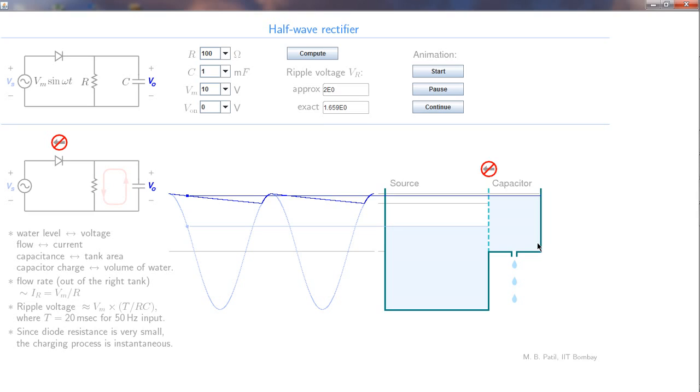Now we have not really changed the resistance value, so the flow rate, which corresponds to the average load current, which is Vm by R, is not changing. Therefore in a given time, that is in one period, the volume of the water lost from this tank would still be the same, but now the area of this tank has increased. So the height, or the ripple, will now be lower. Let's check that out.